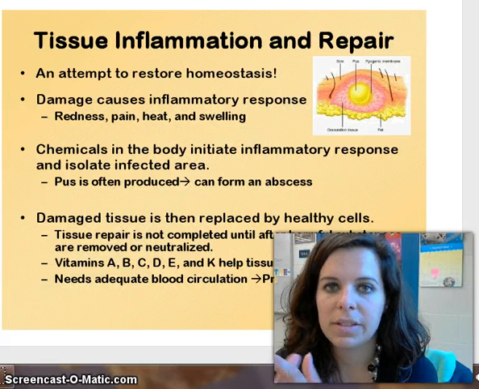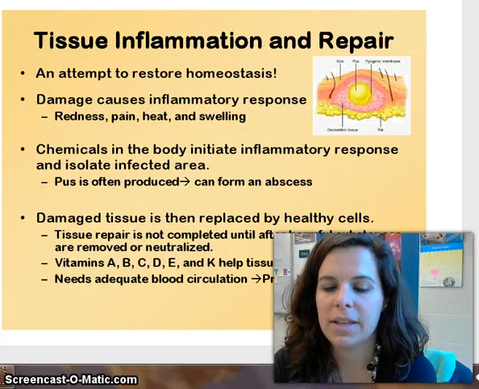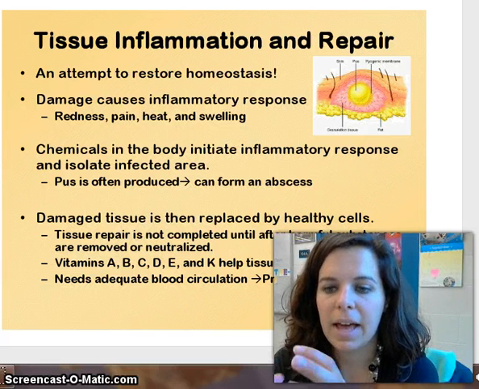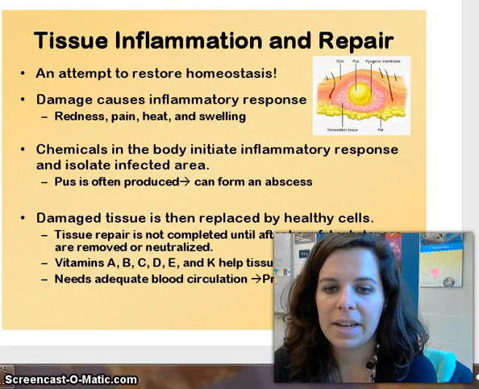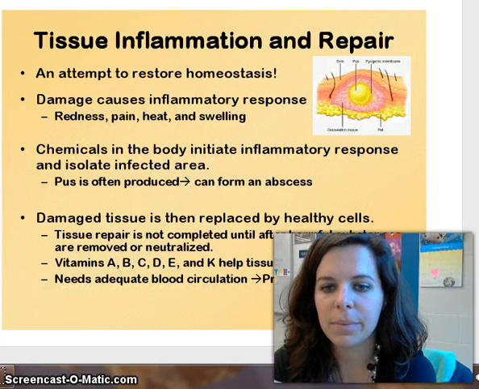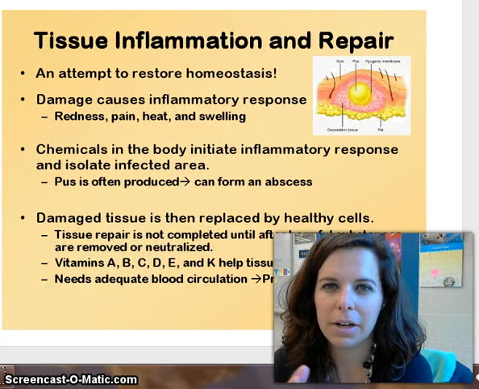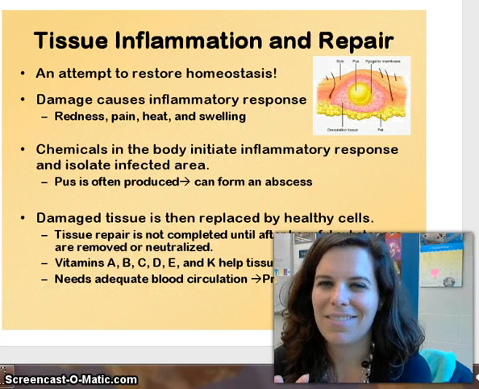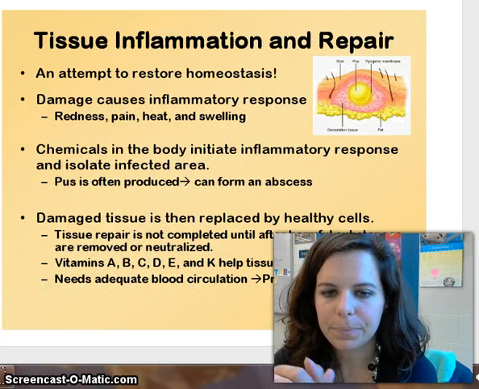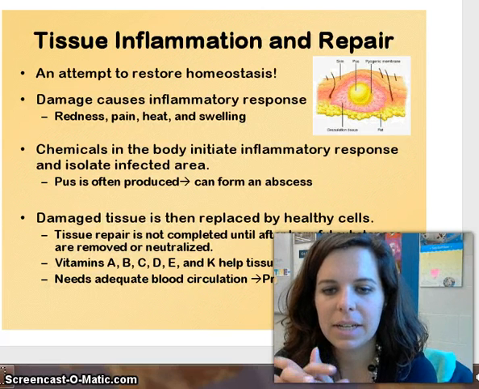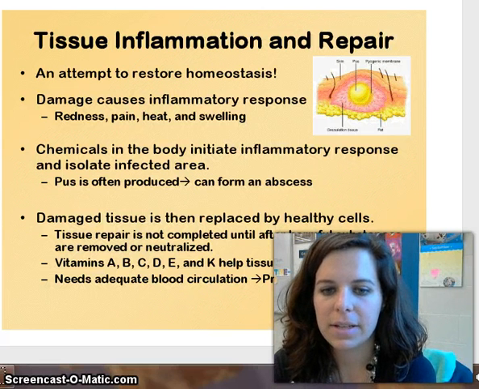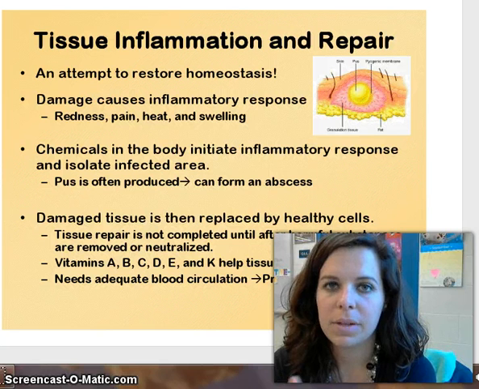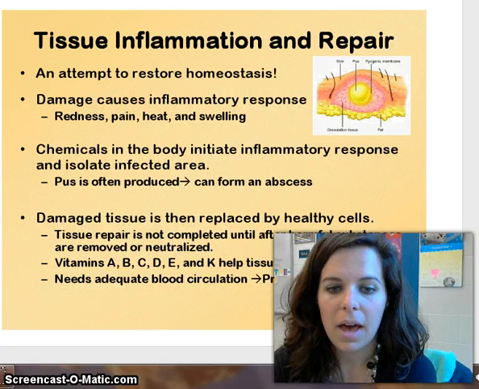And so there's different chemicals in the body that will initiate this inflammatory response, and they're going to isolate the affected area so that it doesn't go to other parts of your body. And so pus will often be produced, and that can form like a hard abscess in that area. A lot of times in the skin, think of like acne or something like that. And then once the tissue is healed, it's going to be replaced by healthy cells. And so the tissue repair is not complete until all those harmful substances have been removed.